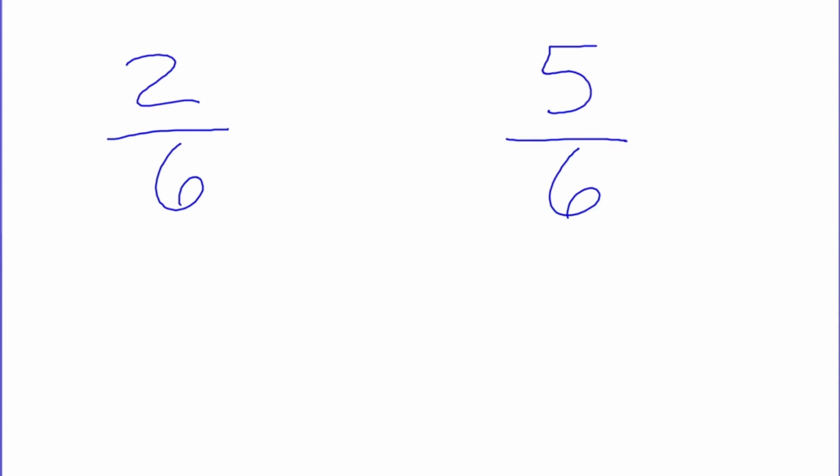All right, hopefully you solved this. Don't cheat. I'm watching you. 5/6 is correct. 5/6 is bigger. Why? Because if you have 6 pieces of pie and you give someone 2 and you give someone else 5, the person that you give 5 to is obviously going to have more pie.